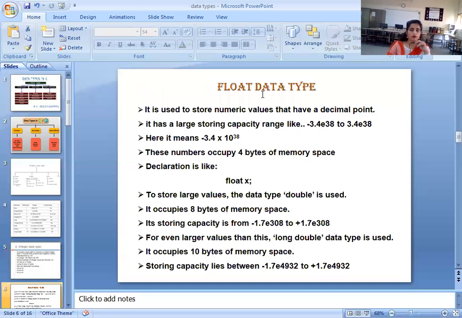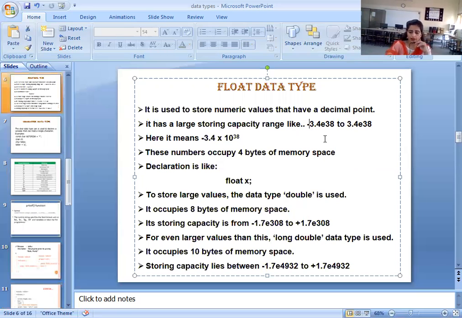Then when we talk about the float data type, it is used to store numeric values only, but those numeric values that have decimal points in them. Its range I have already discussed with you, that is 3.4e-38 to 3.4e+38, right? So it is minus 38 or plus 38, okay? Here 3.4e means 10 raised to the power, as I have already told. Then these numbers occupy 4 bytes of memory space.